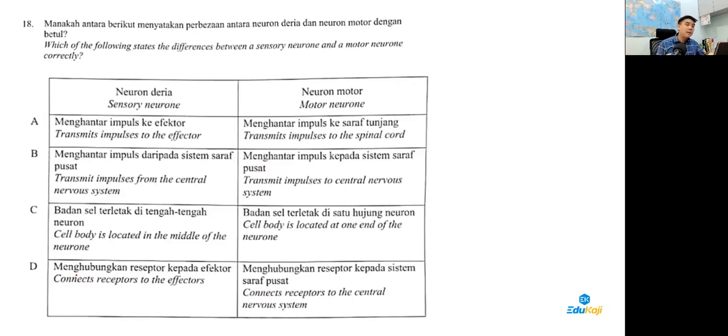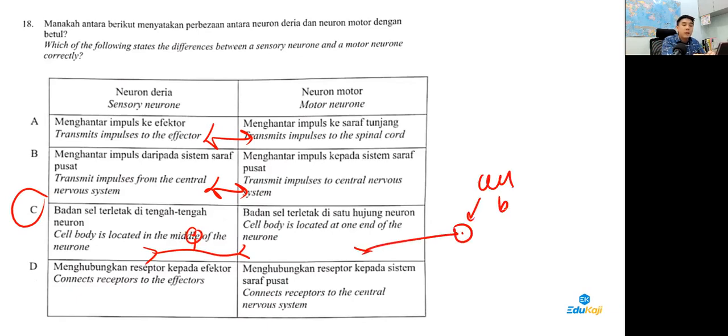Okay, chapter 12, sensory neuron, compare it with motor neuron. Terbalik. Yeah, terbalik. Okay, last one. This one is okay, because sensory neuron is like this. The cell body is in the middle. This one is at the end. This one is the cell body. It's at the end. Okay, please check the diagram. So number 18 answer is C.